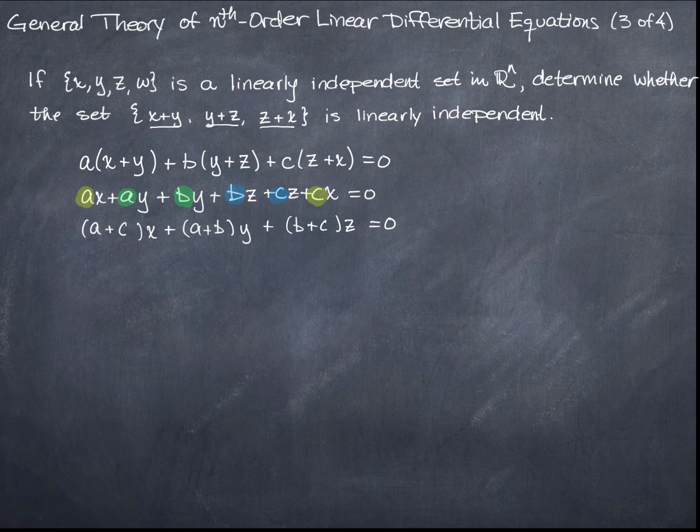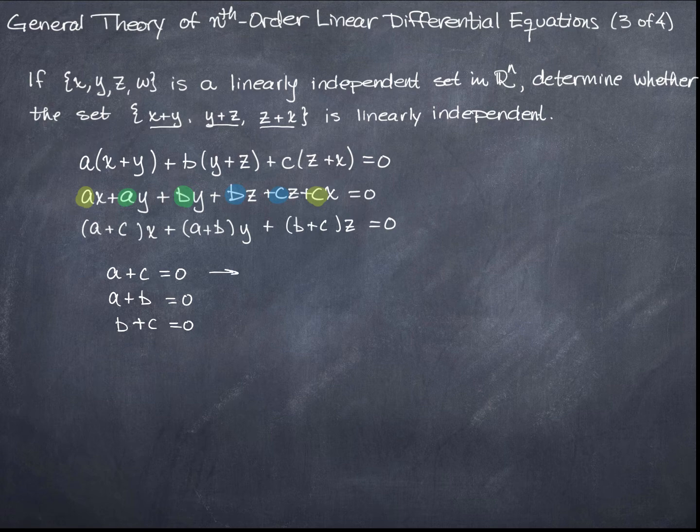Now what I have is a linear combination of x, y, and z, right? I have x, y, and z with some variables in front of them. And what I said on the previous screen is that if x, y, and z are linearly independent, then their coefficients in this linear combination must all be equal to 0. All of them must be equal to 0. So these three things then are also true.